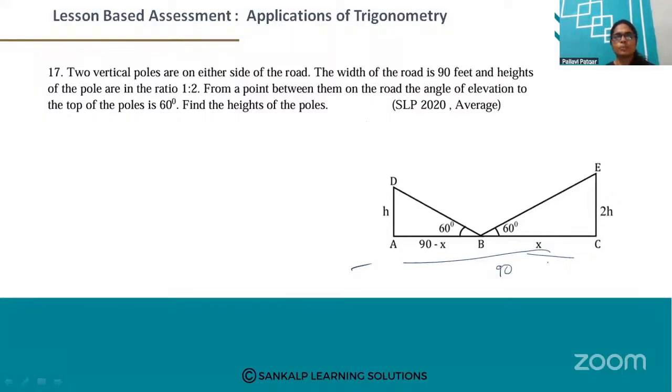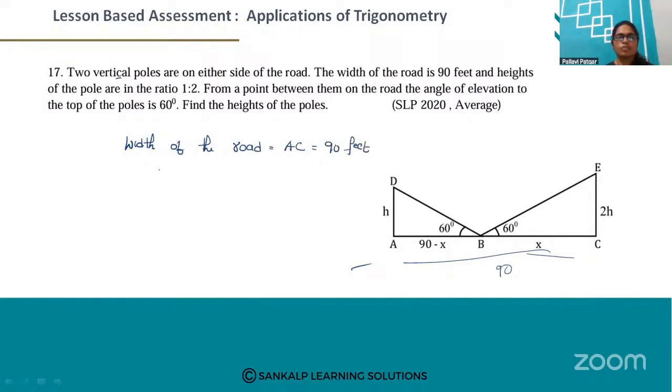And the heights of the poles are in the ratio 1 to 2. From a point between them on the road, the angle of elevation to the top of each pole is 60 degrees. Find the height of the poles. So we have to find the height of the two poles. Here, the width of the road is AC, which is 90 feet.